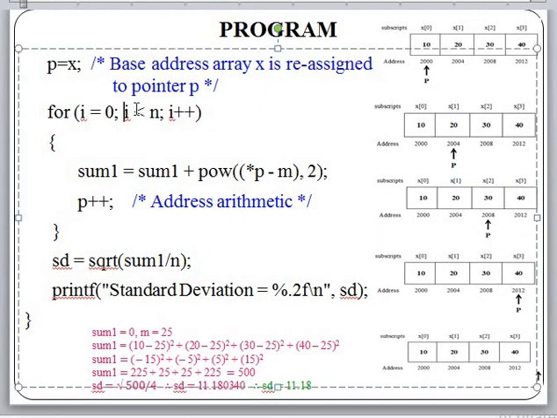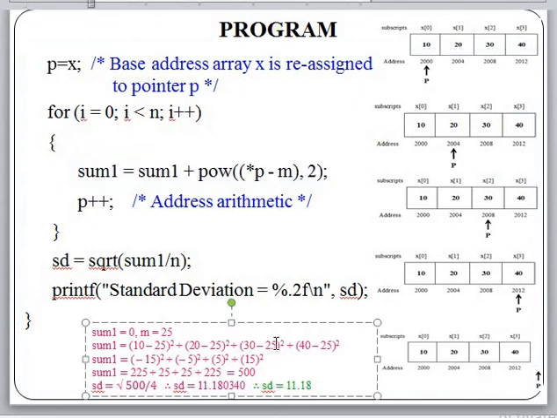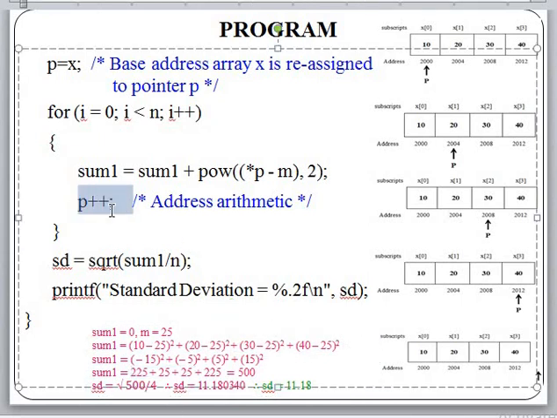While going back, i is incremented by one more. Now i becomes 2. 2 is less than 4. The condition is true. It will do the computation of the next value. It is nothing but 30 minus 25 whole square. 30 minus 25 whole square is nothing but 5 square, which is 25. So the summation of all these three is 275. Then p becomes p plus plus. Right now it is 2008. p plus plus means p equals 2008 plus 4, it is 2012. So there we have the value 40.